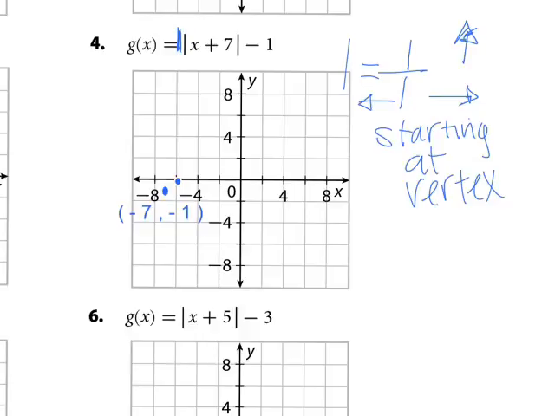Let's put 1 there. And I'm also going to go up 1 from the vertex and left 1. So I need a dot there. So let's put 1 here. Okay, now that I have my 3 dots, that's what I need. I need 3 points. I am able to now make my line.